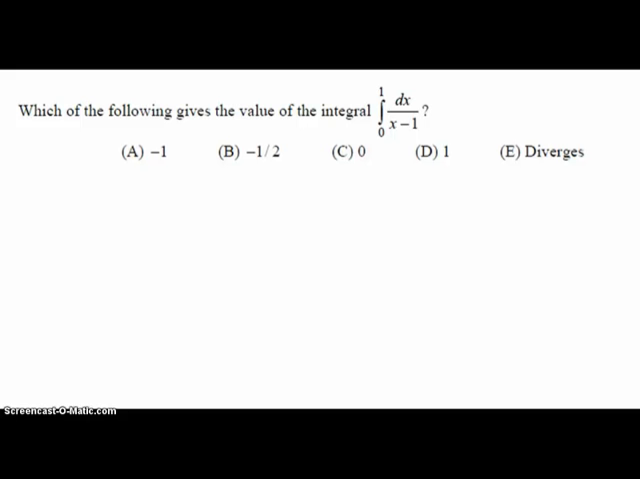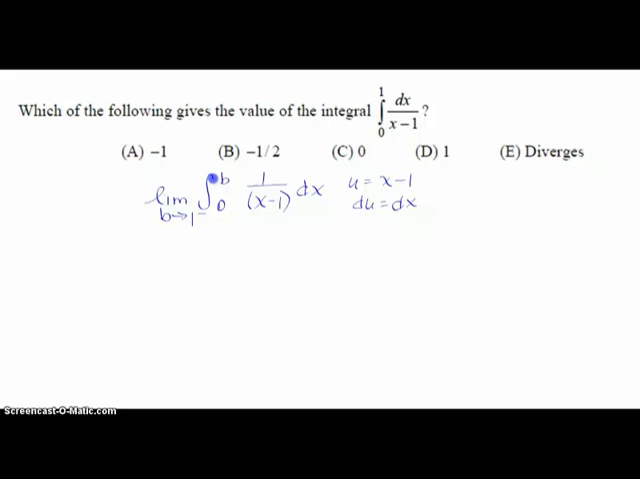Here's an example of a multiple choice question. Which of the following gives the value of the integral from 0 to 1 of 1 over x minus 1? Clearly this is an improper integral where our upper limit is the one that's giving us trouble. So we're going to introduce the limit as b approaches 1 from the left. We want to be inside the integral, 1 over x minus 1 dx. This is a u substitution.